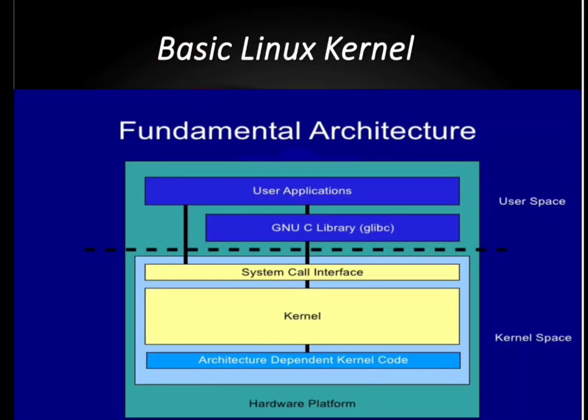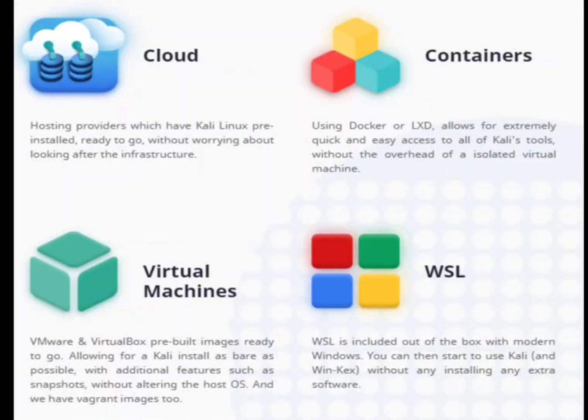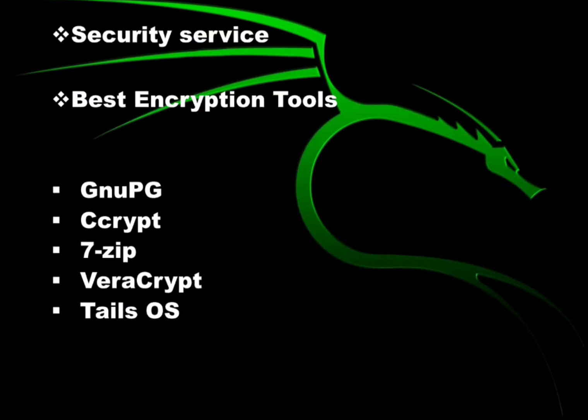There is the architecture of the basic Linux kernel, the fundamental architecture. There is another Linux kernel map. Security service based encryption tools: GNU PG, Crypt, 7zip, Veracrypt, Tails OS.